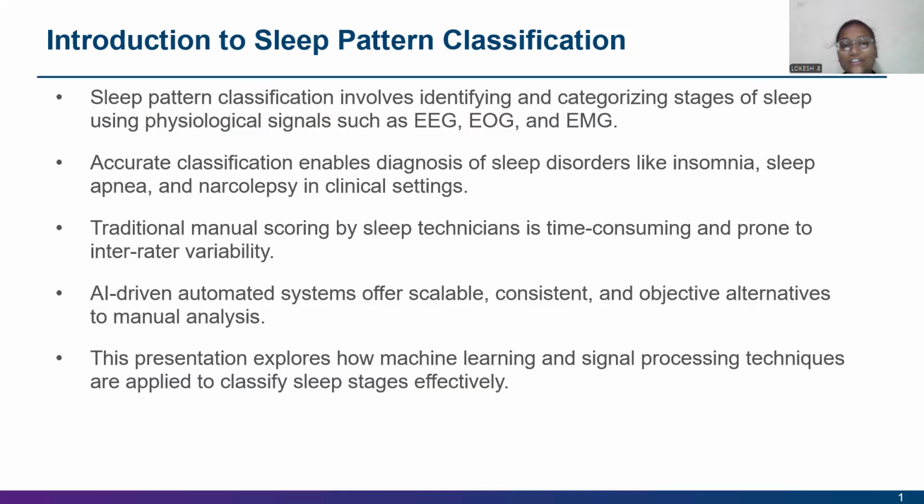Sleep pattern classification involves identifying and categorizing stages of sleeping using physiological signals such as EEG, EOG, and EMG. Accurate classification enables diagnosis of sleep disorders like insomnia, sleep apnea, and narcolepsy in clinical settings.